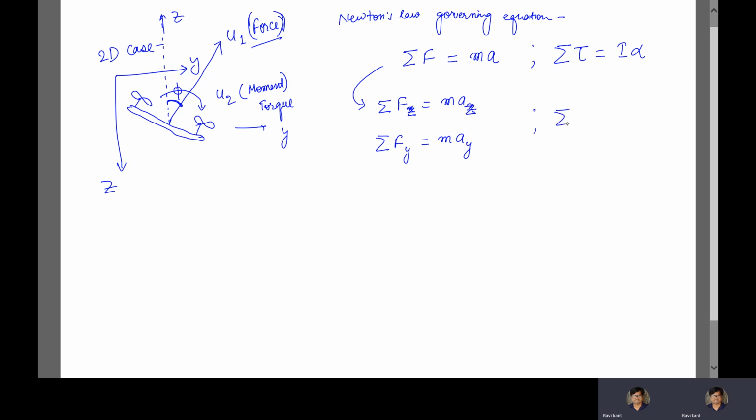The usual torque or moment can be written as I times alpha, where alpha is the angular acceleration. This is the angle phi, so I can write d2 phi by dt square, or I phi double dot. The dot sign is used to denote the second derivative.